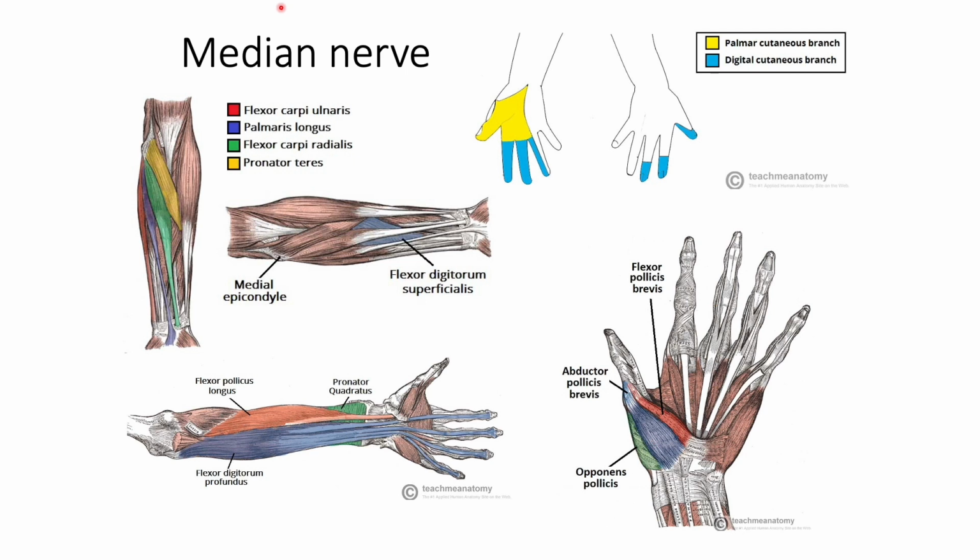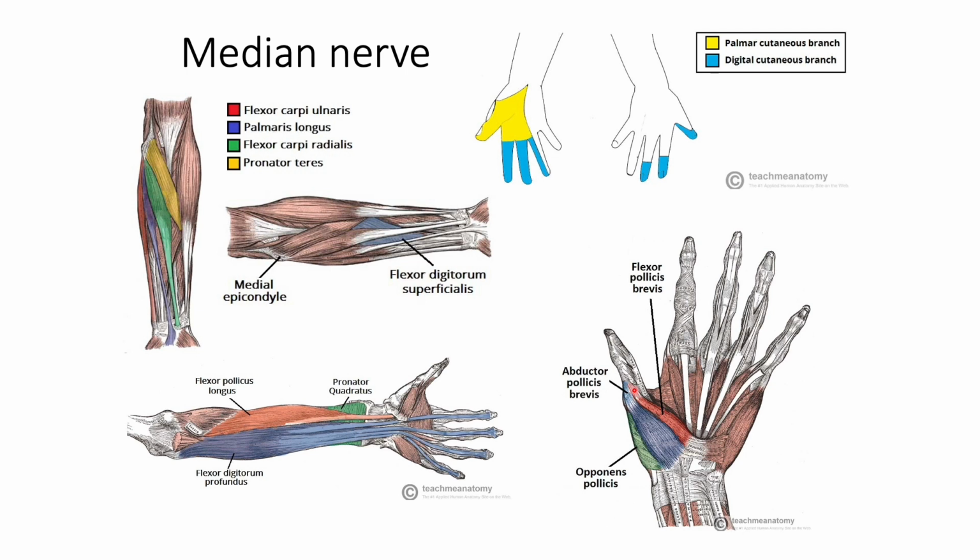So the picture shows all the muscles supplied by the median nerve. So this is in the forearm. All the flexor muscles except the medial half of flexor digitorum profundus and flexor carpi ulnaris, the rest of them are supplied by the median nerve. So this is in the hand, the thenar group of muscles, which includes opponens pollicis, abductor pollicis brevis, and flexor pollicis brevis. So this is abductor and this is flexor pollicis brevis. So these are muscular branches.